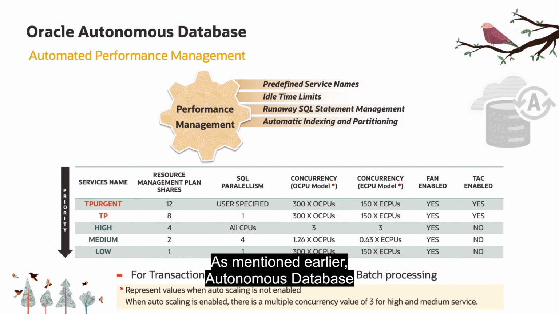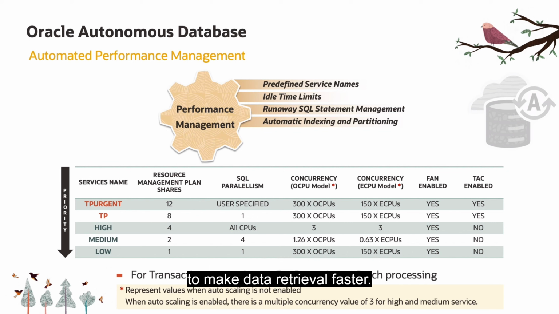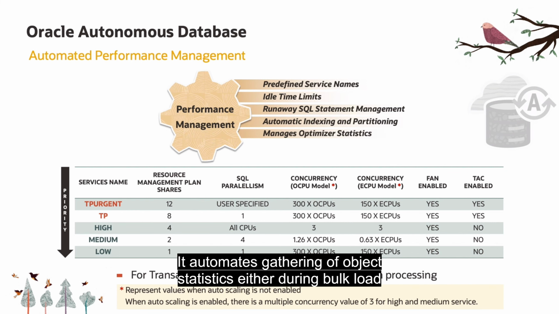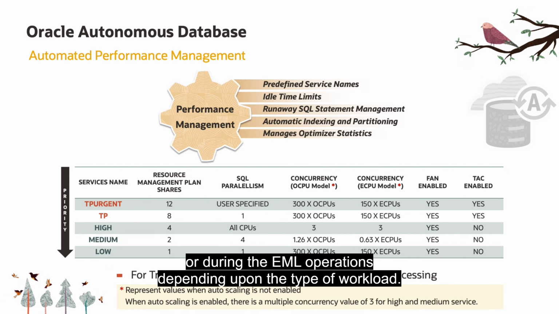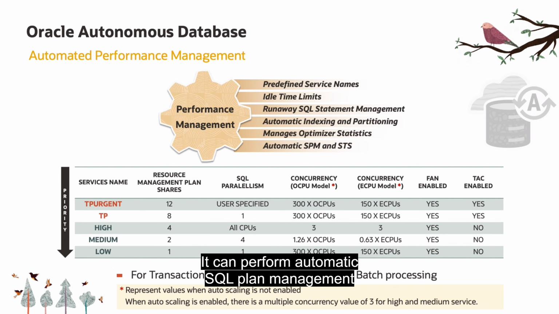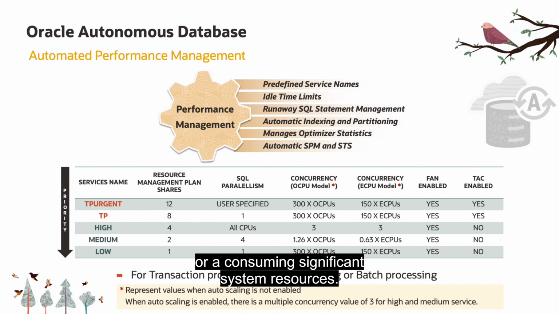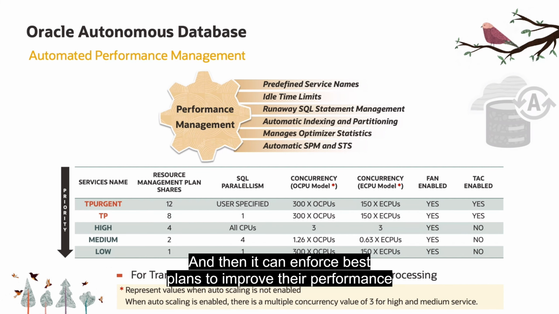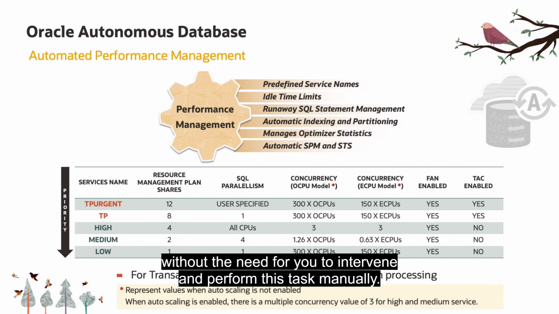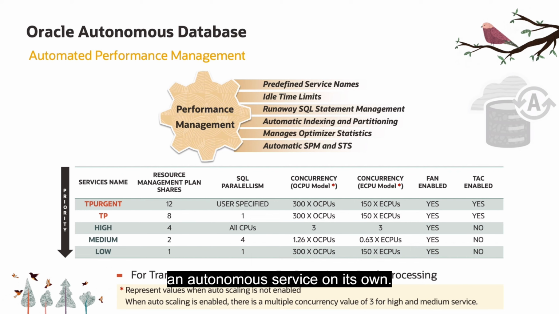As mentioned earlier, autonomous database automates creation of indexes and partitions on the tables to make data retrieval faster. It automates gathering of object statistics either during bulk load or during DML operations depending upon the type of workload. It can perform automatic SQL plan management and create SQL tuning sets automatically to detect SQL that have regressed or are consuming significant system resources, and then it can enforce best plans to improve their performance without the need for you to intervene and perform this task manually. All these characteristics make the database an autonomous service on its own.